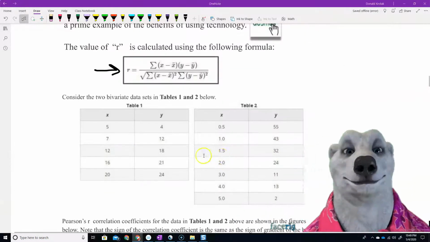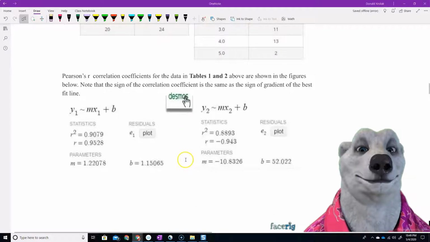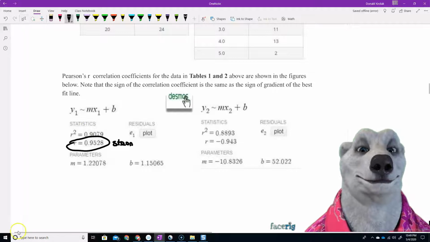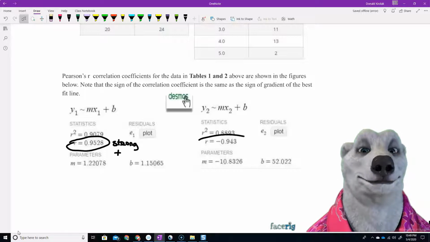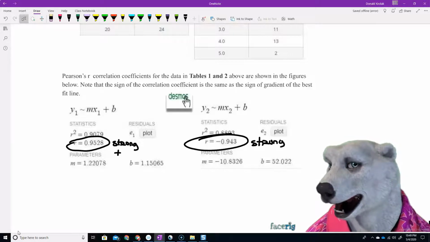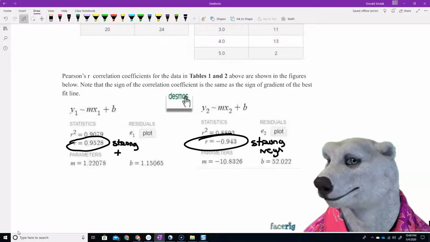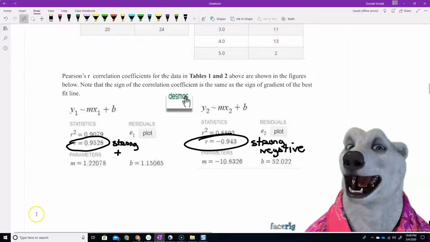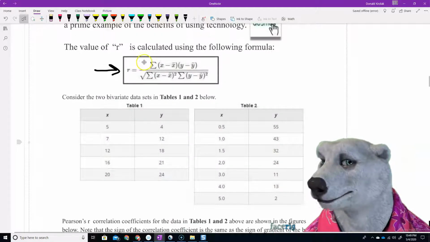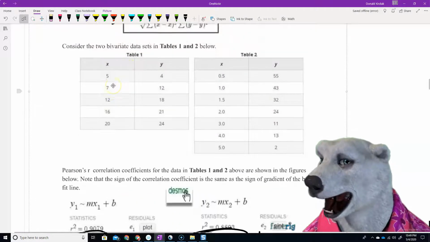Okay, so there's our data. And then here's our correlation. So we've got a pretty strong positive correlation going on there. And then here we got a pretty strong negative correlation. All right. So that's pretty straightforward, and that's just from using Desmos and a table of data.